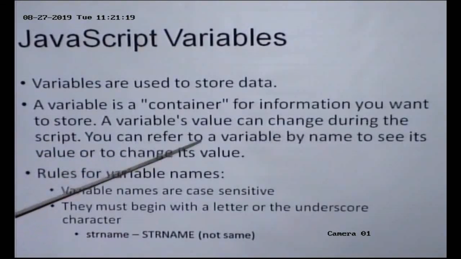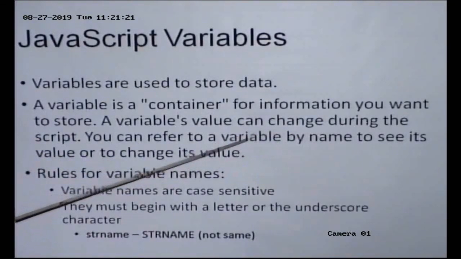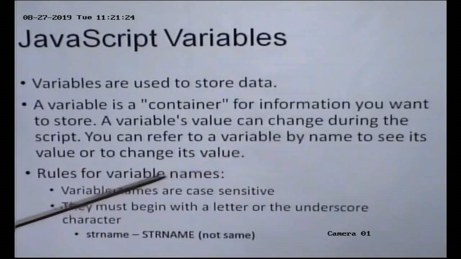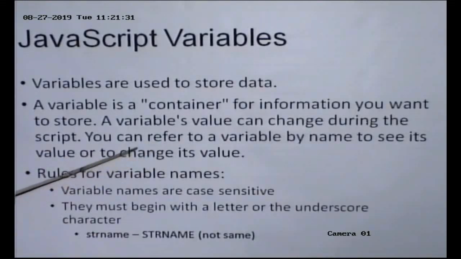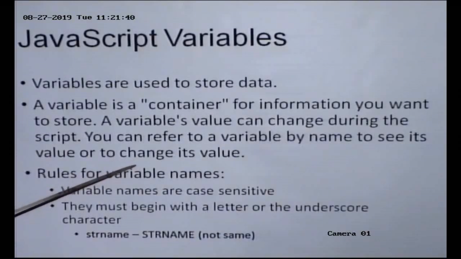You can refer to the variable by name, and name is equal to value. You can change the variable value. Suppose for example you are assigning a variable name as x equal to 10. Next you are assigning x equal to 15, you can change its value. So how you can refer that value is by variable name. So in this example, x is the variable name.